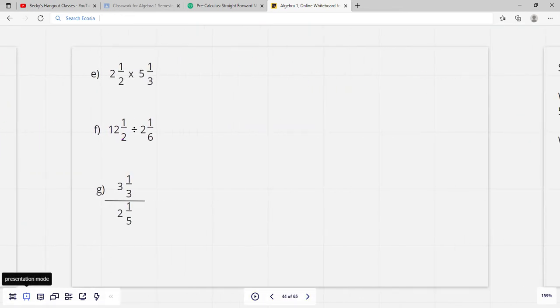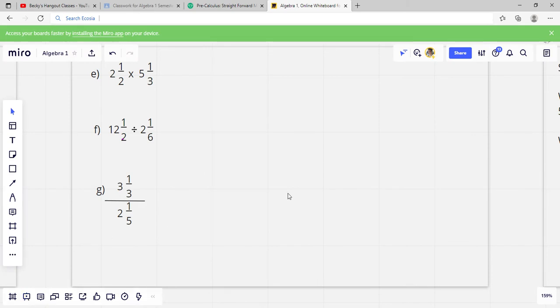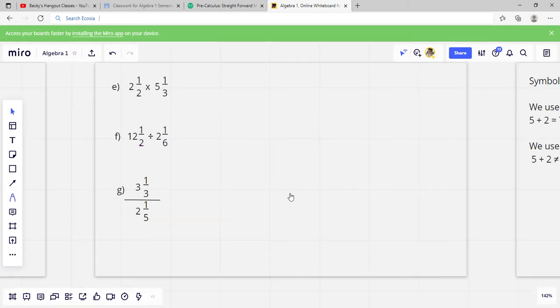Okay, now we have some mixed numbers. With mixed numbers, when we're multiplying or dividing, we're always going to have to turn that mixed number into an improper fraction. So to do that, we go from here to here and multiply, and then from here to here and add. So 2 times 2 is 4, and then 4 plus 1 is 5. You leave the bottom the same, 5 over 2. Then I'm going to multiply that times 3 times 5 would be 15, plus 1 would be 16 over 3.